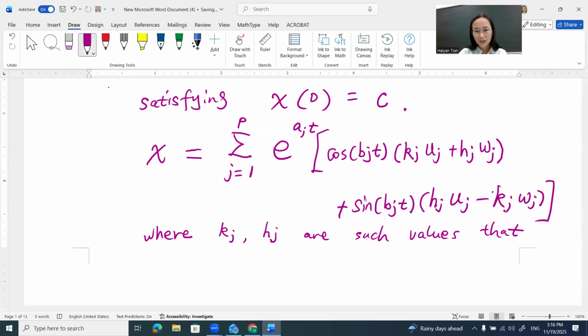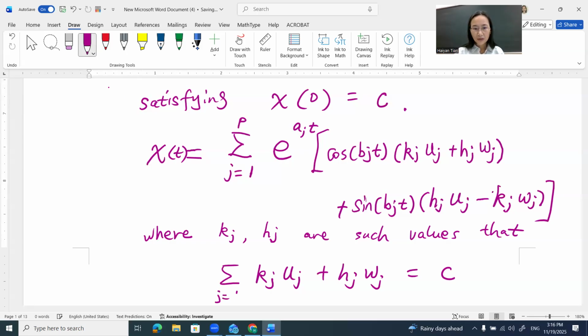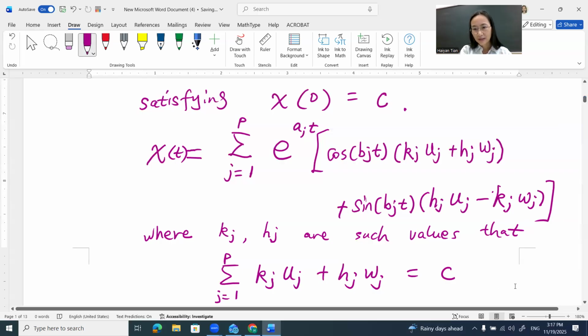That means just the kj, uj plus hj, wj, and it has to be, when t is 0, what is it, remember? It has to be c. When t is 0, this should be c. That's the initial data. So we have this initial condition. But don't forget the sigma, so j from 1 to p. So that must be true. C is the given initial data.